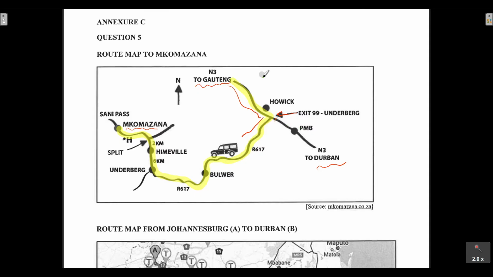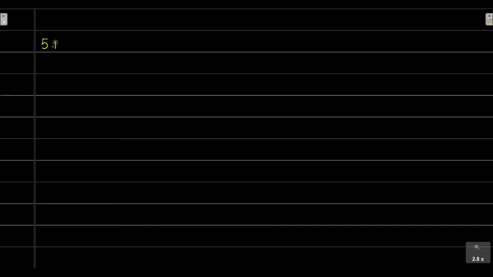What is the road that they travel on after they've exited on 99? So what do you see when they exit on 99? They exit on 99 onto this road. So what is that road number? It is R617. They just wanted the road number.